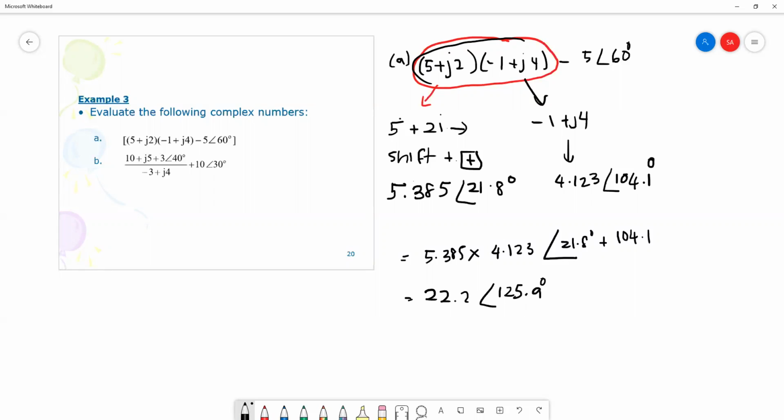Okay, and after you have obtained the result of this multiplication, you need to proceed with the next operation, which is the subtraction. So 22.2 angle 125.9 minus 5 angle 60 degrees. This one can be simply solved by using the calculator. In Phasor form, we can key in the Phasor form inside your calculator, 22.2, and then to insert your angle, press shift and the negative button there, and key in your angle value 125.9. And then minus 5, and to key in the angle, shift negative, 60 degrees.